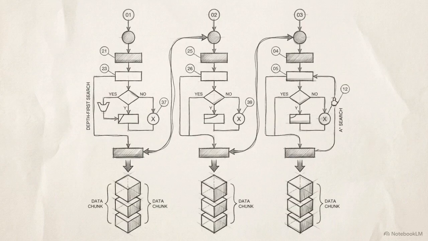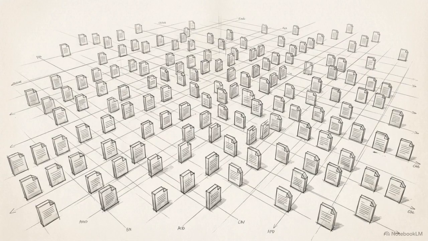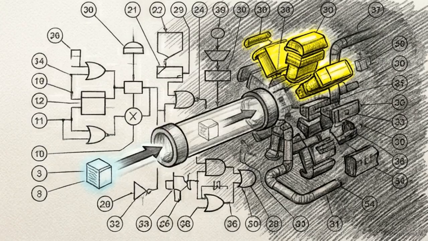Techniques 20 and 21 are ensemble and dartboard retrieval. You query multiple specialized engine types simultaneously and apply maximum marginal relevance algorithms to forcefully penalize redundant information, ensuring topical diversity. First-stage retrieval is merely a wide net. The true intelligence of a modern architecture lies in the deterministic secondary ranking algorithms that filter that net.